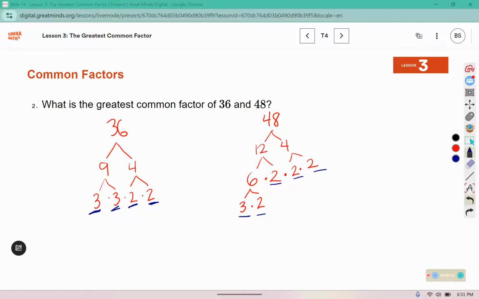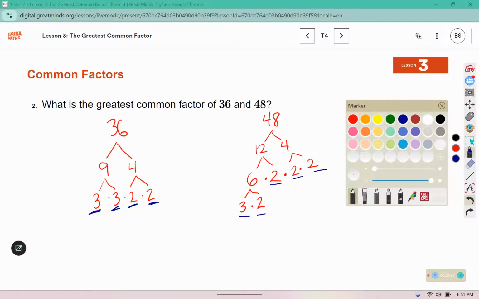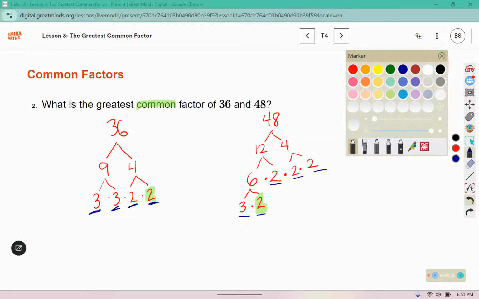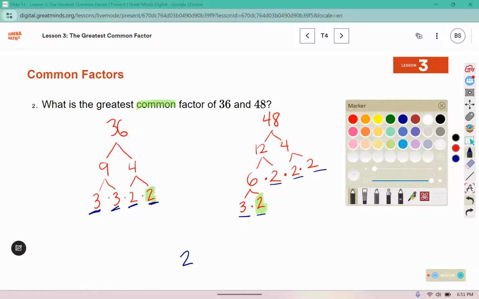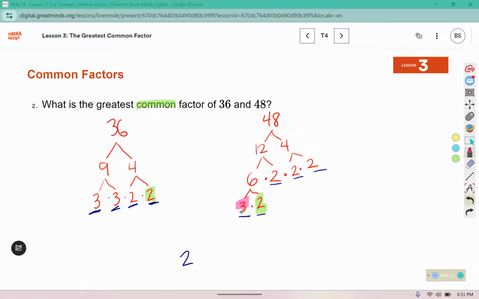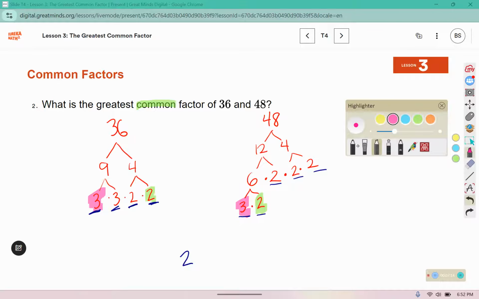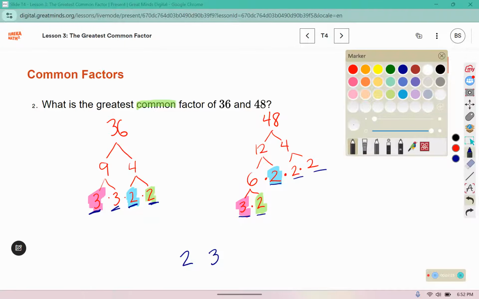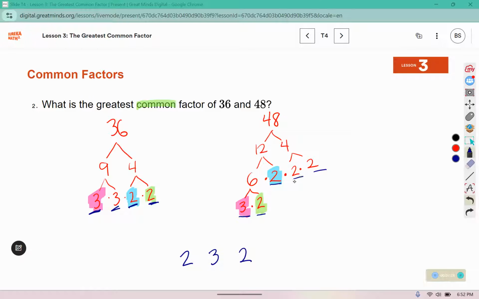So now I'm looking at what they have in common. They have a 2 in common. So I'm going to write down the 2 that they share. They have a 3 in common. So I will write down the 3. They have another 2 in common. So we will write down that 2 as well. This has 2 additional 2's, and this has a 3, but there are no other factors that they share.